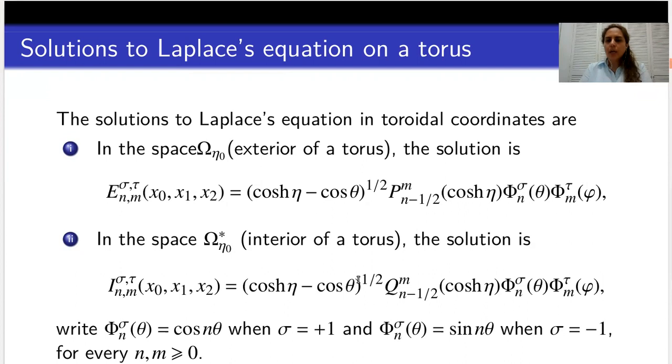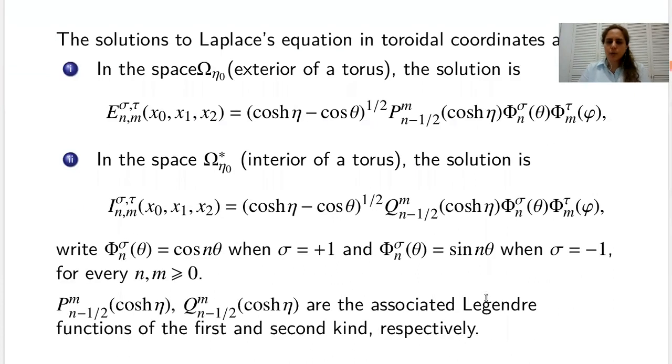Also here, Q n minus a half m cosh eta is the associated Legendre function of the second kind. Also, phi n sigma of tau is equal to cosine n theta when sigma is equal to plus 1, and it is equal to sine n theta when sigma is equal to minus 1, for every n and m greater than or equal to 0.